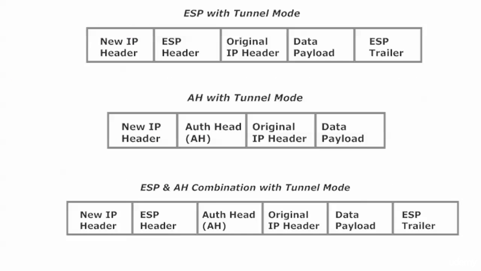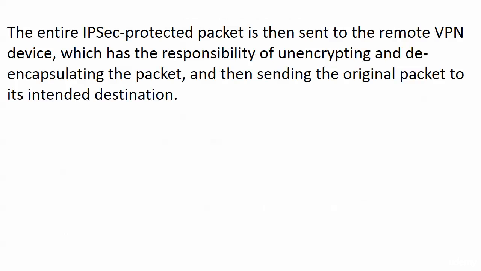Now, ESP and AH combination with tunnel mode, you can run ESP and AH. They are not mutually exclusive. And if you do that, you see where everything is. The authentication header is put right in front of the original IP header. Then the AH, the original IP header, and the data payload are encapsulated by ESP. And then you've got that new IP header put on the very front. Whew. A lot going on there.